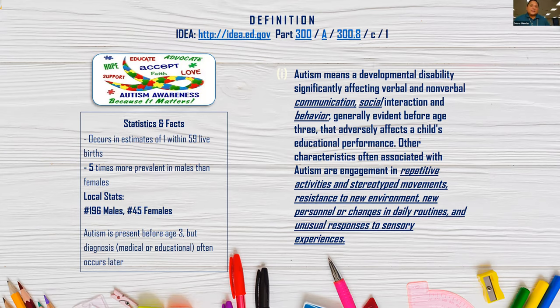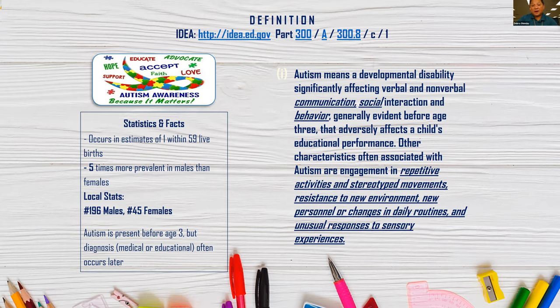So the next disability, which is our second highest number of students receiving special education and related services, is our students on the autism spectrum. And some facts to note, again, I do want to point out that this information was as of December 12th of 2019. But with the statistical facts, that probably has not changed too much. Some of the things to know is that autism occurs in one out of every 59 live births. Autism is 5 times more prevalent in males than it is in females.